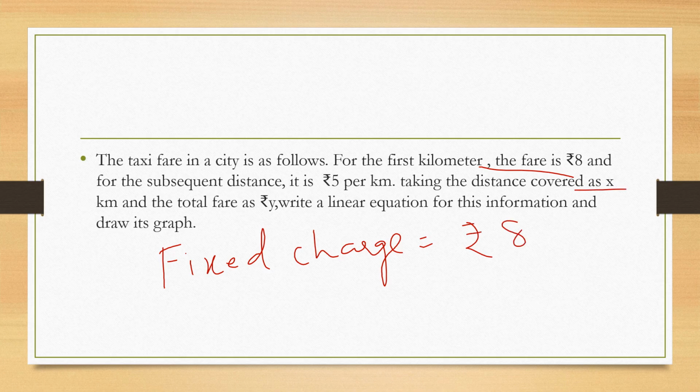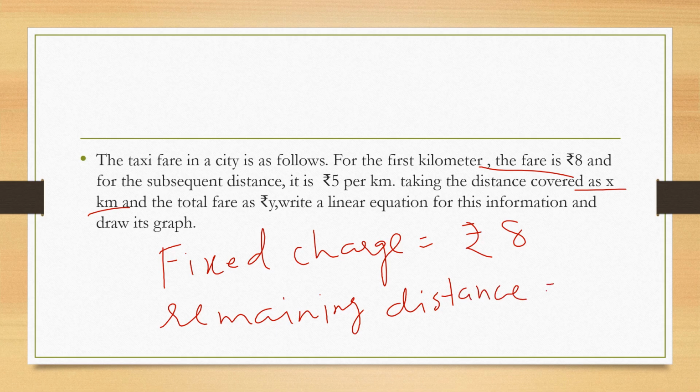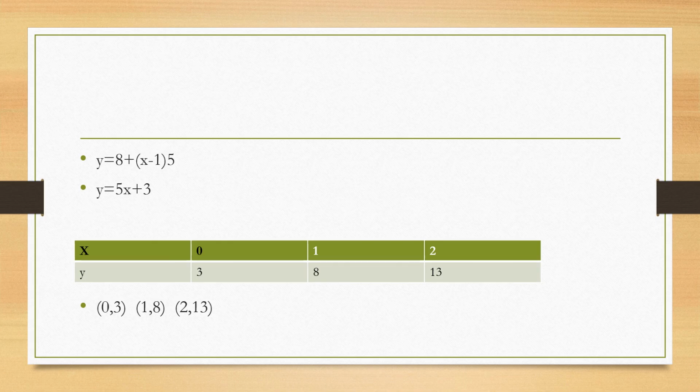A person wants to cover a distance of x kilometers. So for the first kilometer, he has to give rupees 8. So the remaining distance is now x minus 1. For the first kilometer, he will give rupees 8. Now next, y equals the first kilometer rate, plus the remaining distance x minus 1, which is charged at rupees 5. If you solve the equation, you will get y equals 5x plus 3.